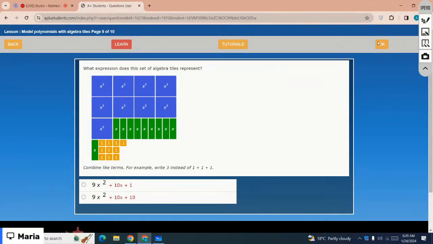What expression does this set of algebra tiles represent? So, which is the correct option? The correct option is 9x square plus 10x plus 10. Option number 2 is the correct option.